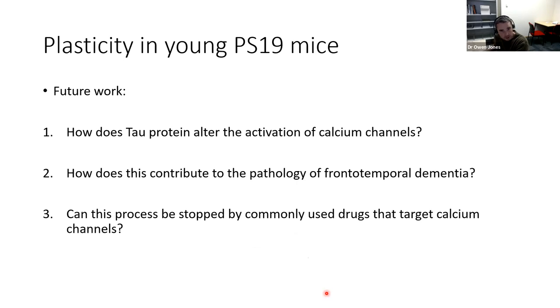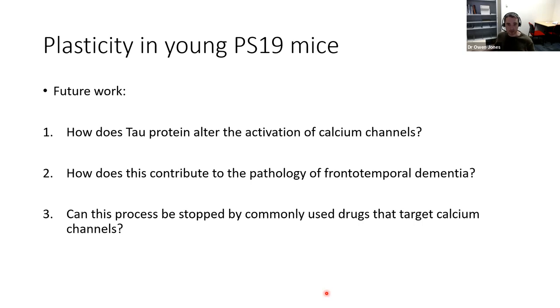First, how does tau protein alter the activation of calcium channels? And then second, how does this contribute to the later pathology that we would see perhaps in frontotemporal dementia? And then critically, the most important question perhaps, can this process be stopped?